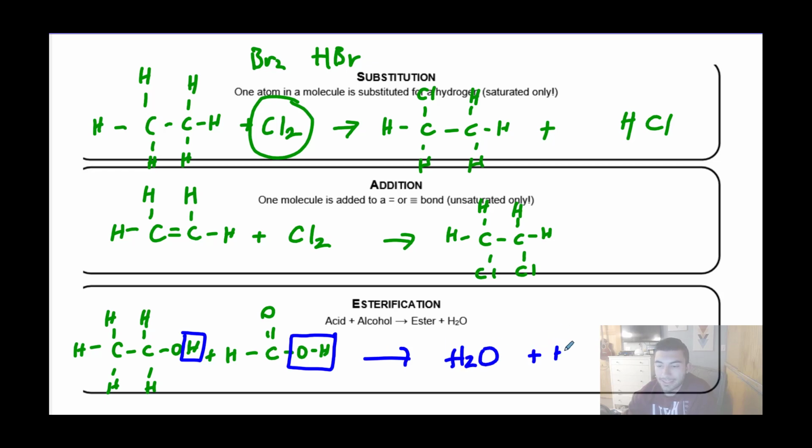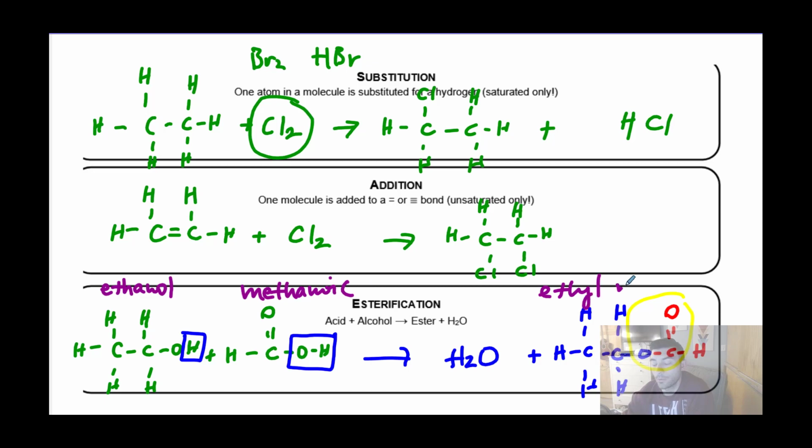And then what is left over, so here's what's left over from the alcohol. And here is what's left over from the acid. They connect together and they form an ester. I see this functional group here is an ester. So now I went from having ethanol and methanoic acid to having ethyl methanoate.